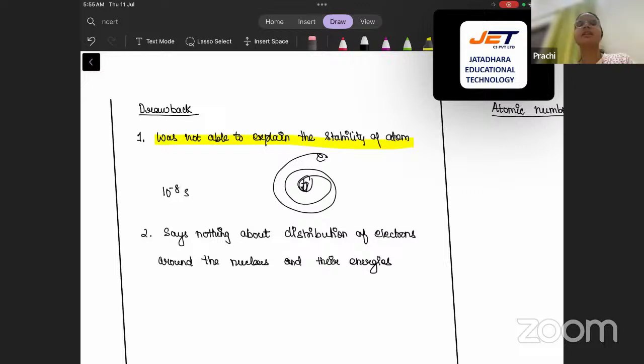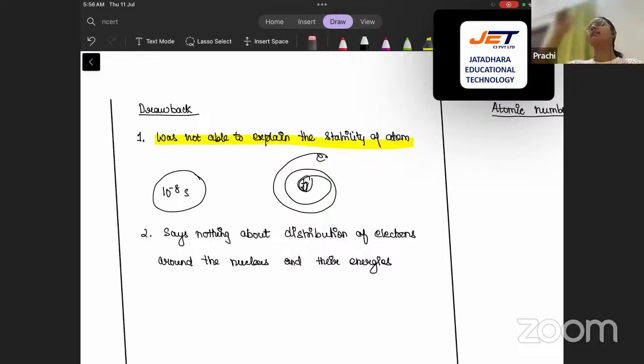We can see we have materials around us which consist of atoms. There are so many things around us. So we know that atoms are stable, but this model was not able to explain the stability of the atom. Now, what is the time it will take for the electron to fall into the nucleus? Just 10 raised to the power minus 8 seconds, which is a very, very small amount of time. So as soon as the electron is moving, it will fall into the nucleus.